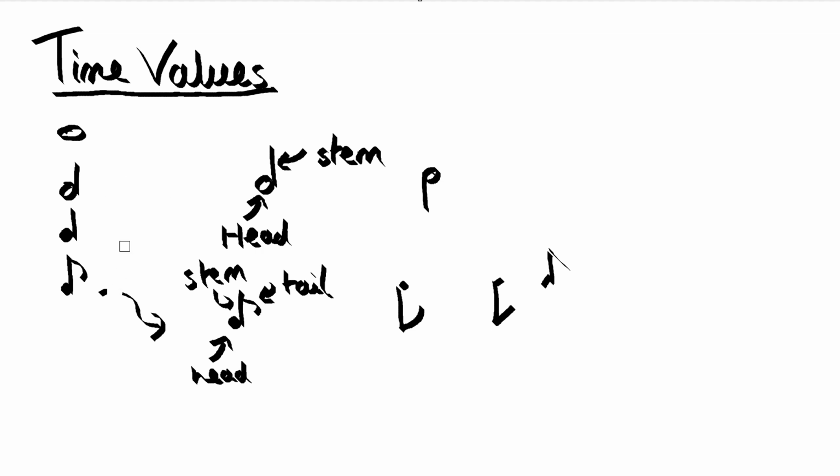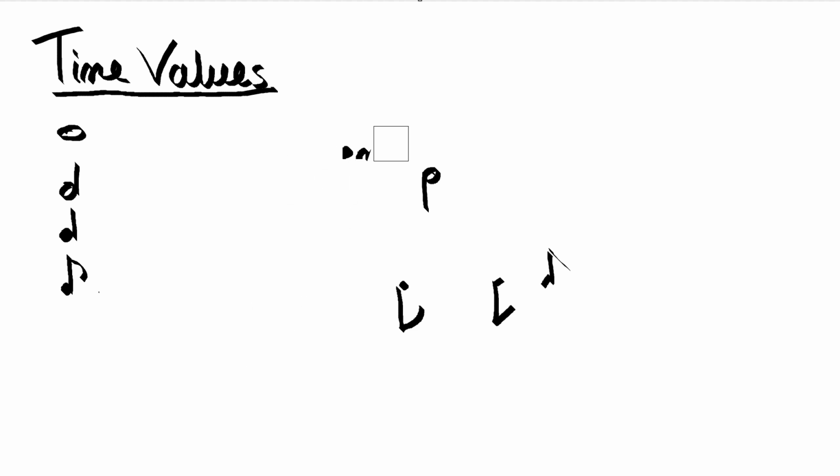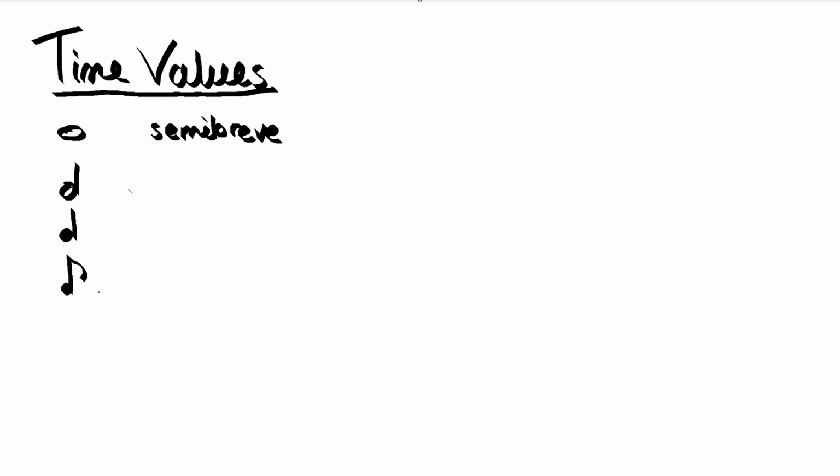Before we understand any more about these time values, we ought to know their names. Now, loath as I am to admit it, the Americans do have slightly better names for these than the British. I will write the British names first. So, semibreve, this one on the top, minim, crotchet, and quaver.